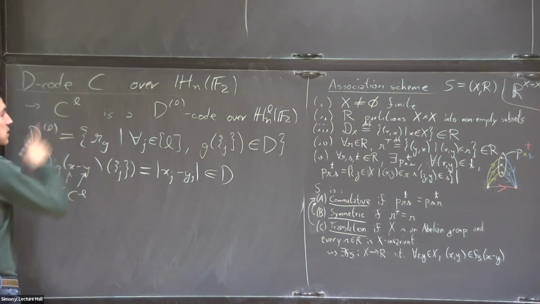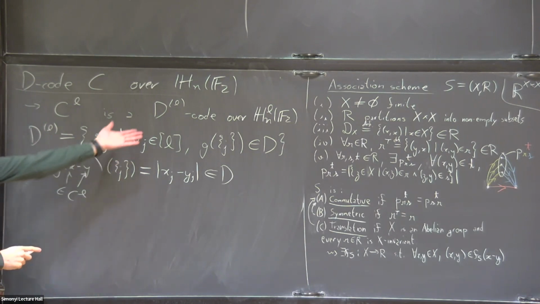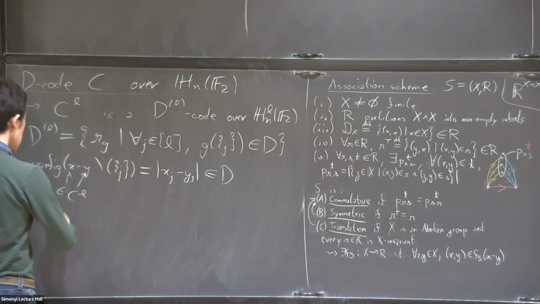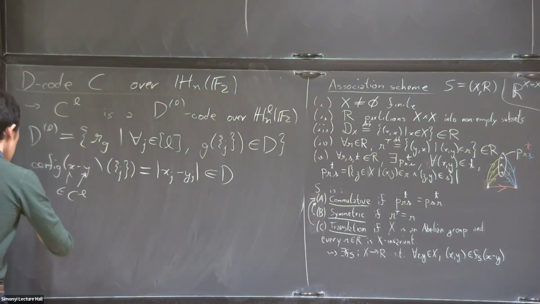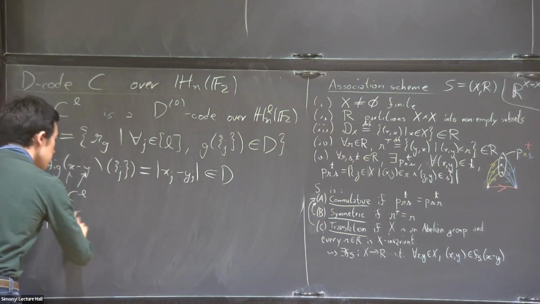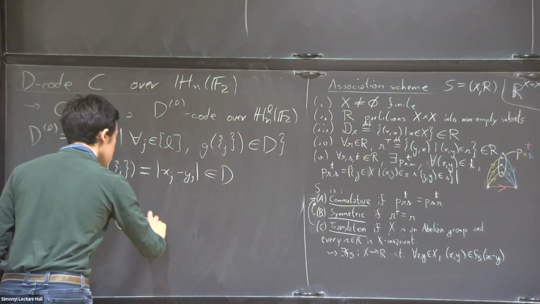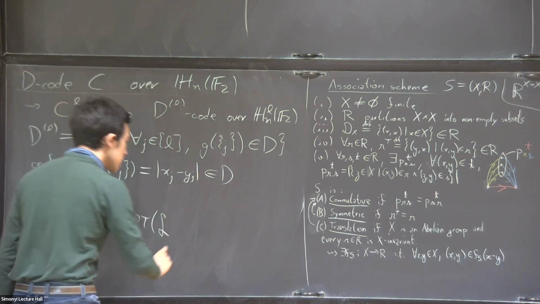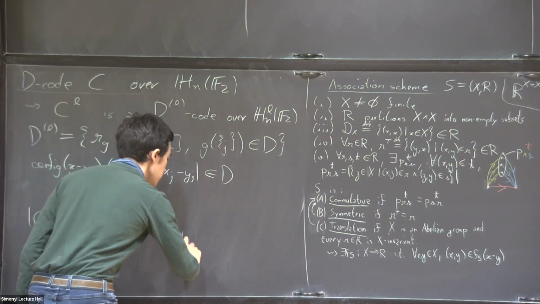Therefore, I could use this guy to upper bound codes over the original Hamming scheme, right? Because if this guy is a DL code, I know that C to the L is at most the optimum value of the Delsarte linear program of this weird scheme.